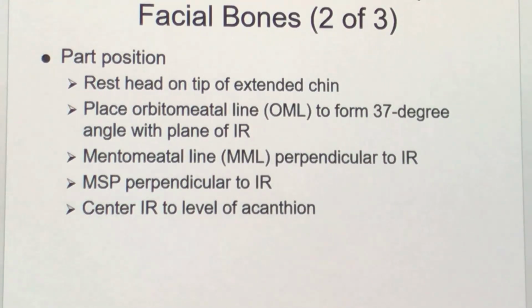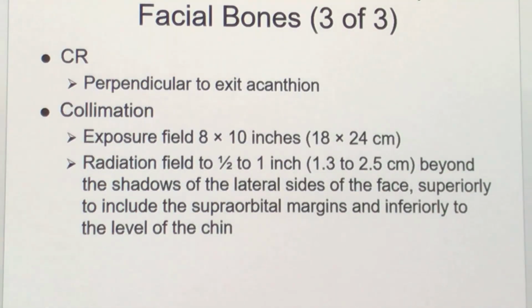Rest the head on the tip of the extended chin. The orbitomeatal line should form a 37-degree angle to the image receptor. Again, we've changed the relationship. Before it was the orbitomeatal line and the central ray. Now it's the orbitomeatal line and the image receptor. The mentomeatal line should be perpendicular, the mid-sagittal plane perpendicular to the image receptor, and it should exit at the acanthion.